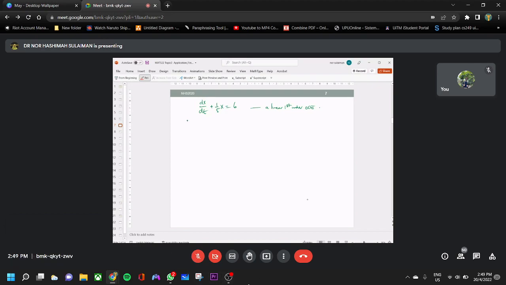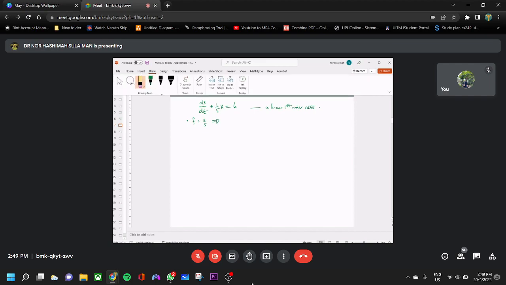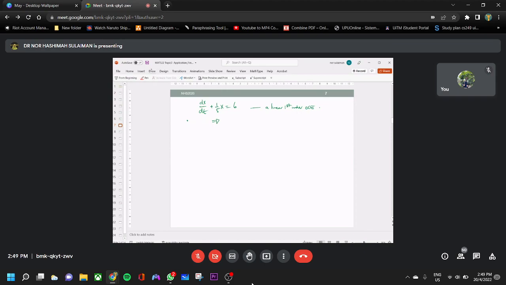So what do we do? First, in order to solve the problem, you want to find the integrating factor, isn't it? Yes. Sorry, P of t. Remember it's a first order linear, so P of t is simply 1/5. Recall what we do to solve a first order linear differential equation. From that you come up with the integrating factor, which is e to the power of the integration of P of t, right?